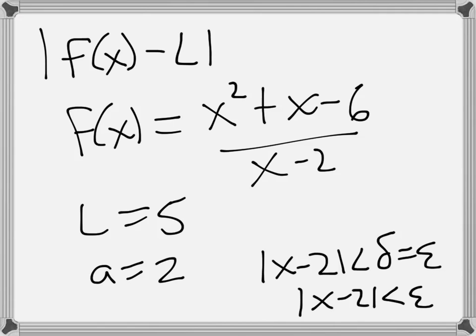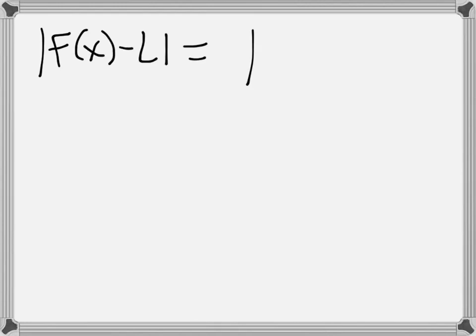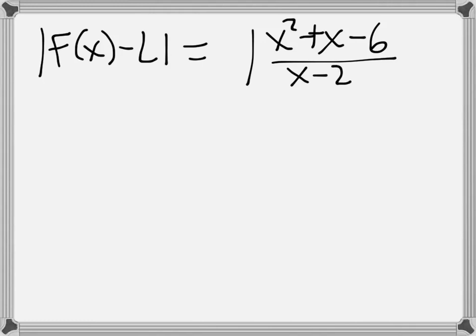So I'll justify each step. Mostly it'll just be algebra, but when we need to change to an inequality, our justification is the fact that we're assuming that x minus 2 in absolute value is less than delta, which is equal to epsilon for this problem. So let's start with that expression, f of x minus L in absolute value. This is x squared plus x minus 6 all over x minus 2, and then I'm subtracting 5.